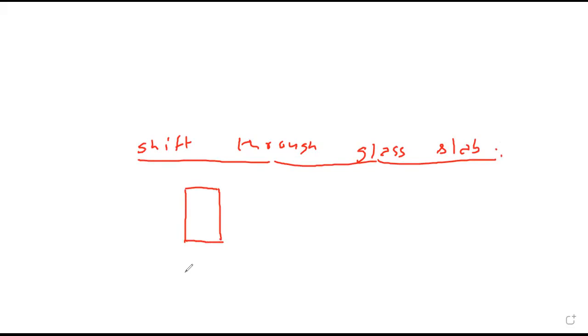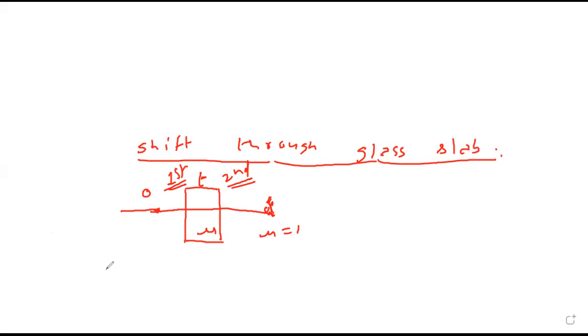Look, this is a glass slab of thickness t. We are placing it here in air, where mu is 1. This slab has refractive index mu. Here we have an object O. So this is the first surface and this is the second surface.